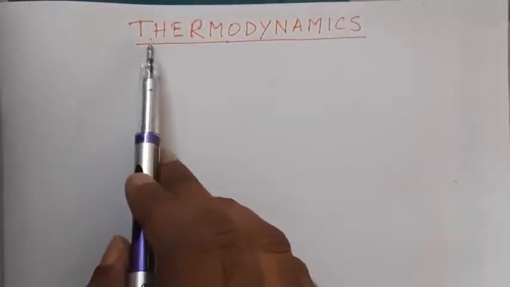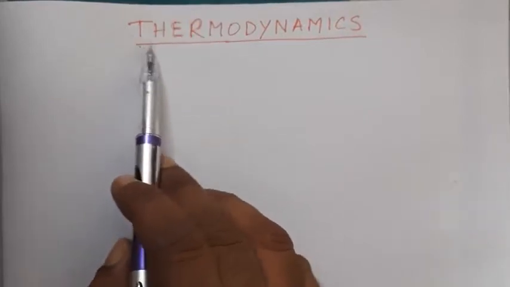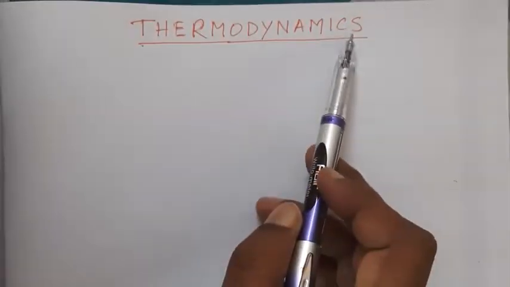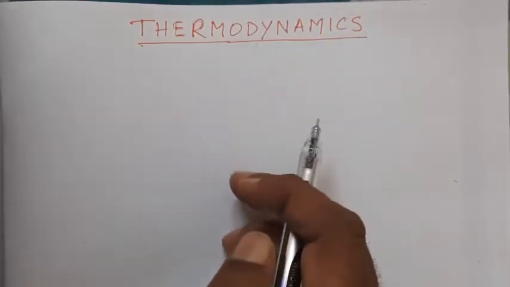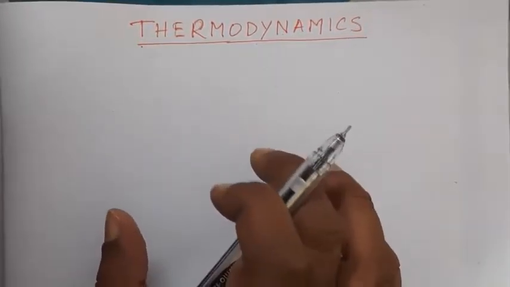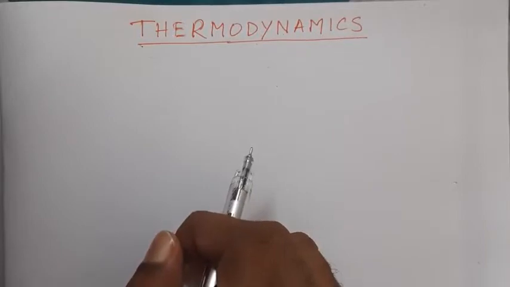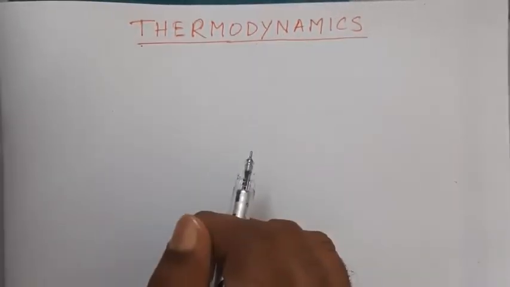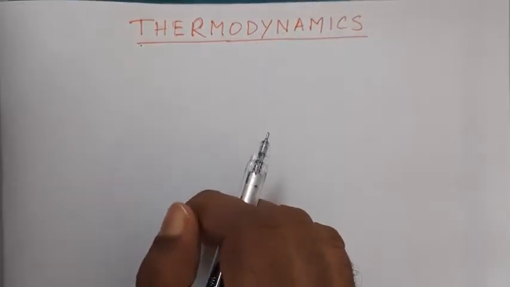Thermodynamics. Now, there are two words in this. One is therm and one is dynamics. Dynamics means mechanics and therm means heat. But before we go into the chapter of thermodynamics, we have to understand a few terms.